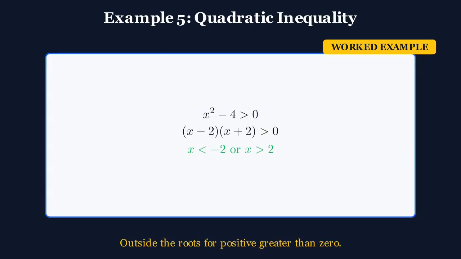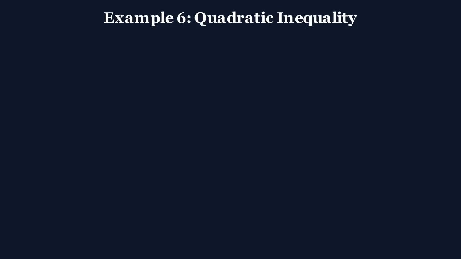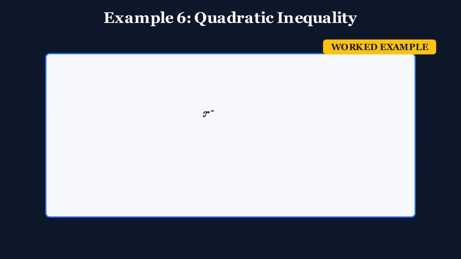Solve x squared minus 4 less than or equal to 0. Since the parabola opens up, it is below or on the x-axis between the roots. The solution is negative 2 less than or equal to x less than or equal to 2.